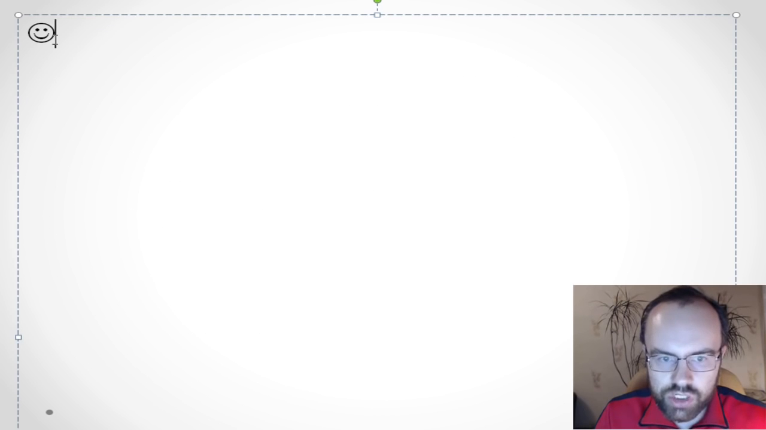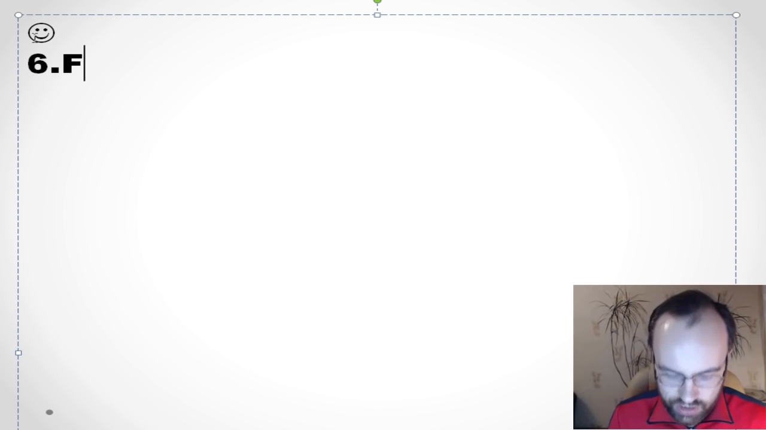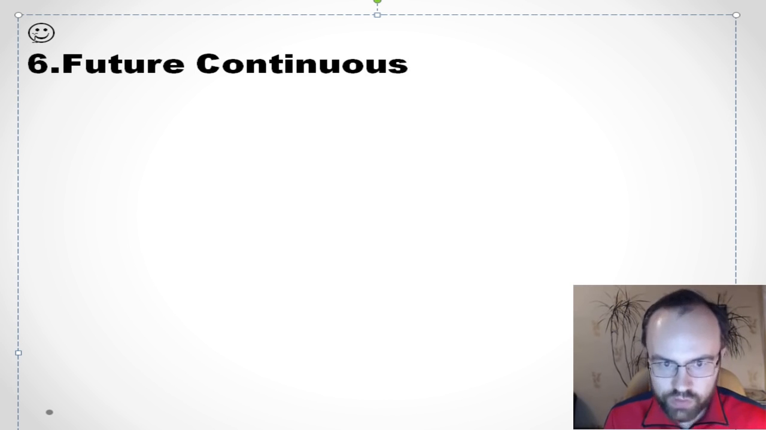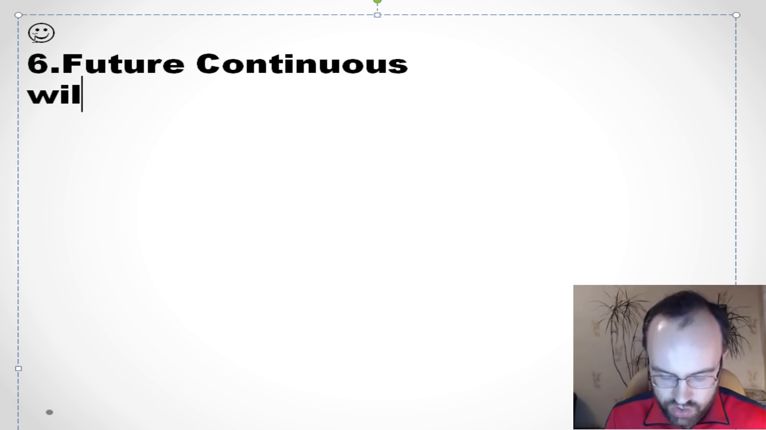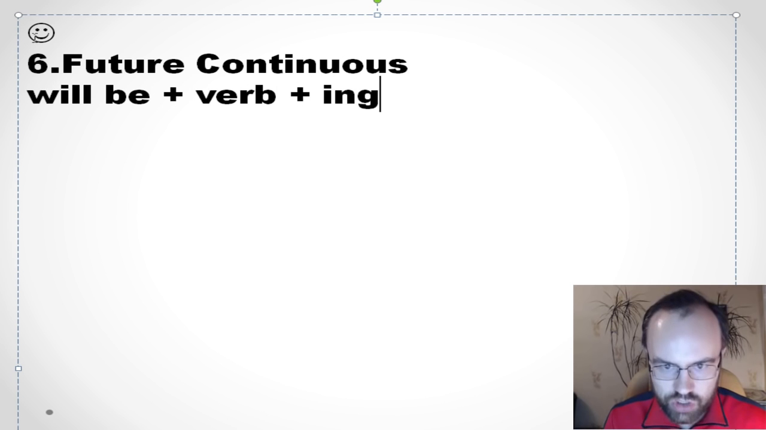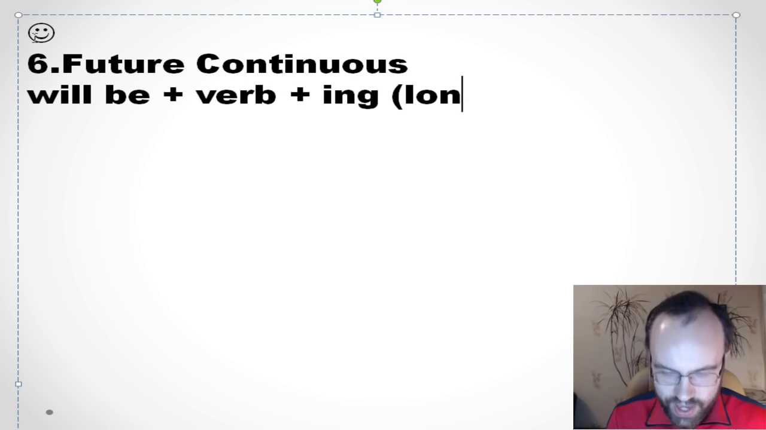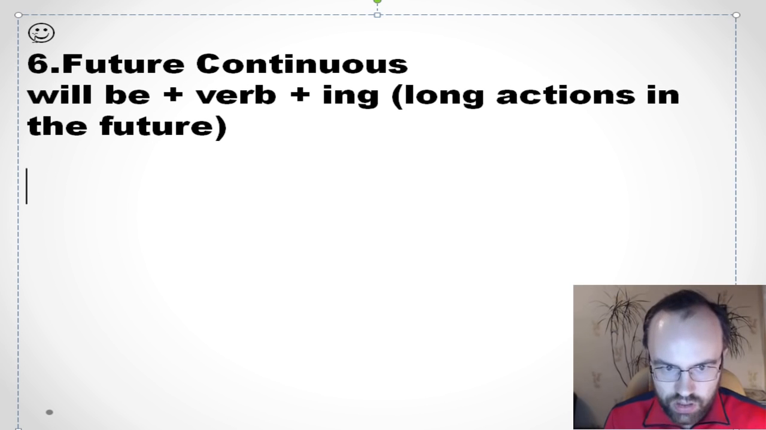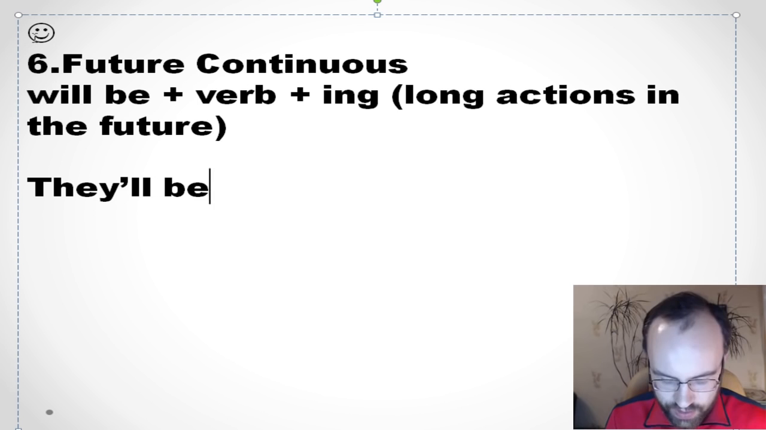And what about future continuous? How do we form it? We form future continuous this way: will be plus verb plus ing. We use it for long actions in the future. Let me give you an example. So they'll be checking.